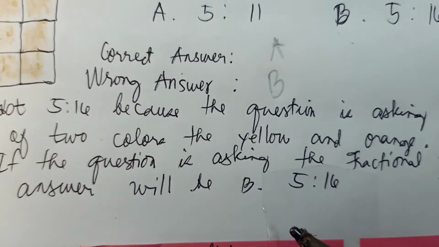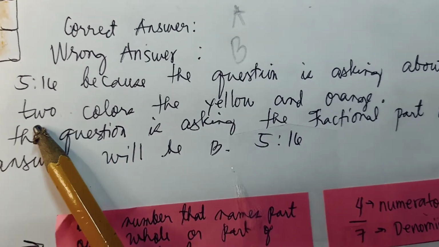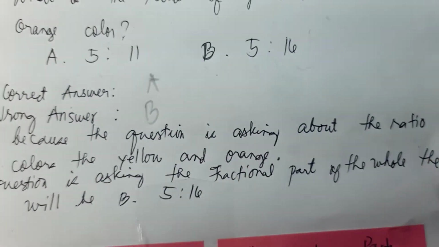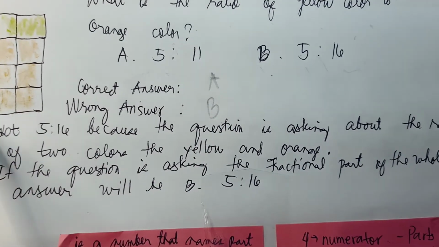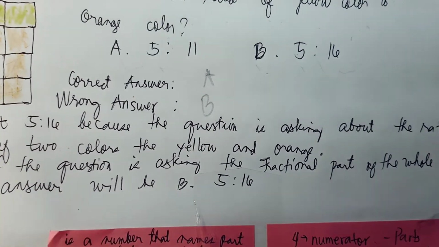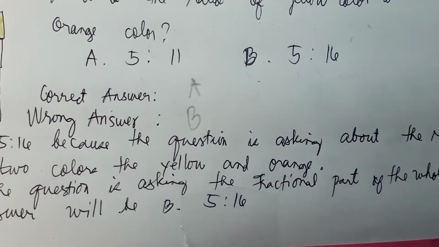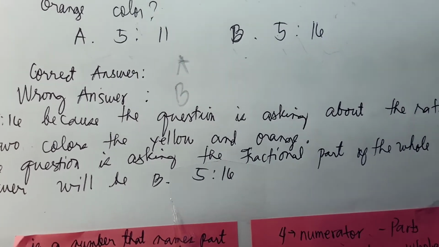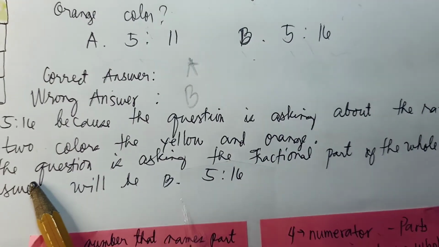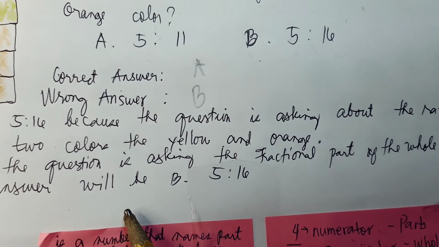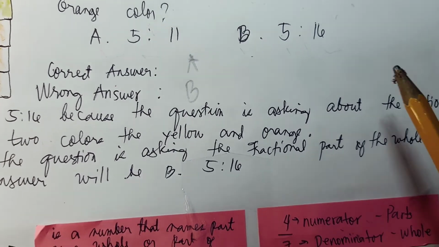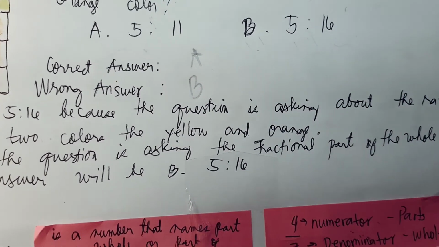Because the question is asking about the ratio. If we talk about the ratio, we will compare the two colors. The two colors have corresponding numbers, so we will compare them. Because the question is asking about the ratio of two colors, the yellow and the orange. If the question is asking for the fractional part of the whole, the answer will be B, 5/16.